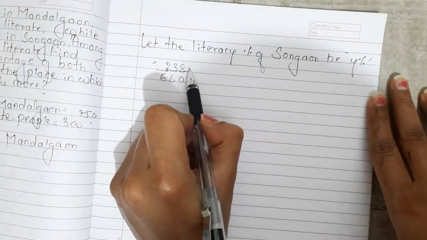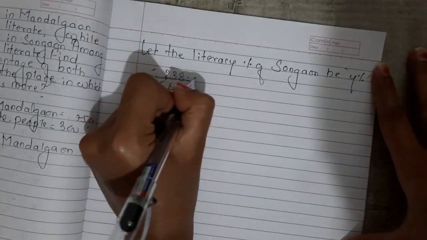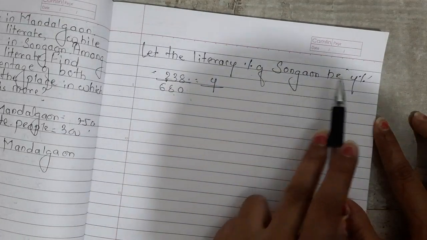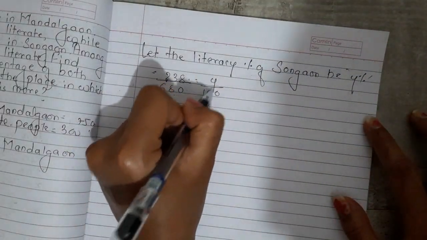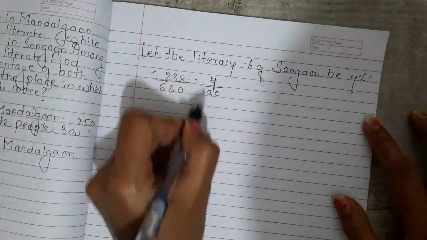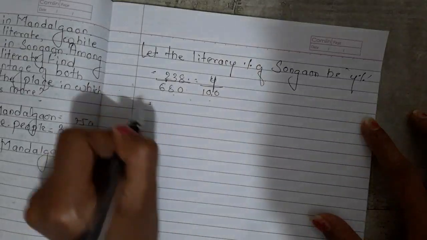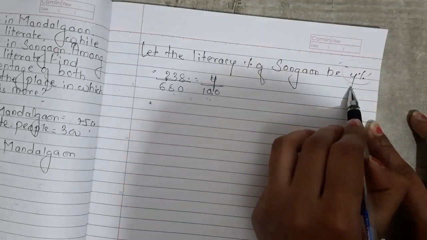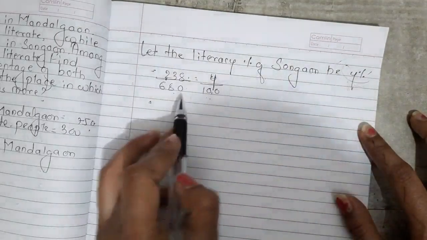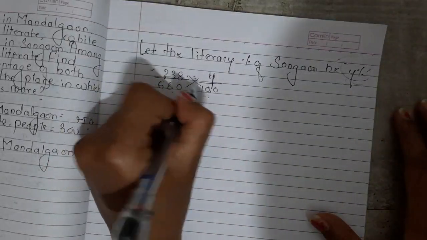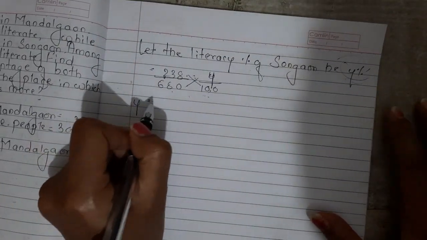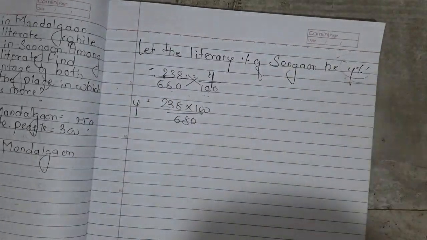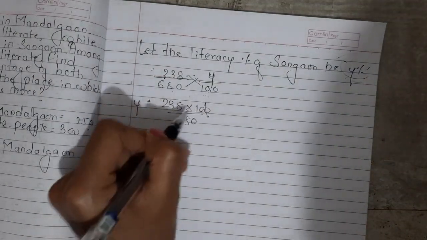Okay. Now let the literacy percent of Songaon be Y%. So there are 238 people literate out of 680 people, and we have taken the percentage of literacy of Songaon as Y%. Y% means Y out of 100. Okay, Y upon 100. Percentages are always calculated out of 100. So Y upon 100. Now we have to cross multiply it. So Y is equal to 238 multiplied by 100 upon 680. Okay. 0, 0 gone.